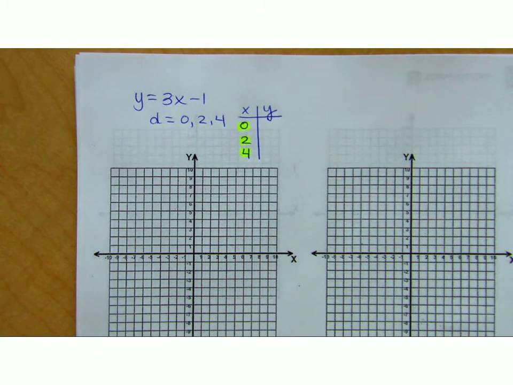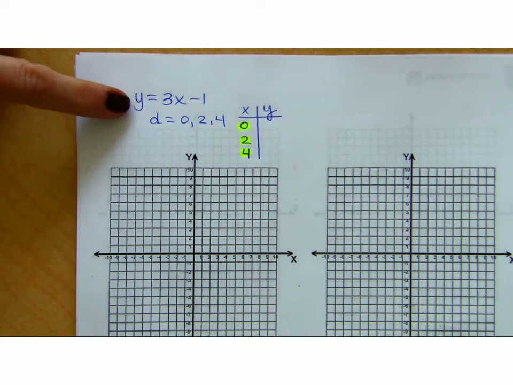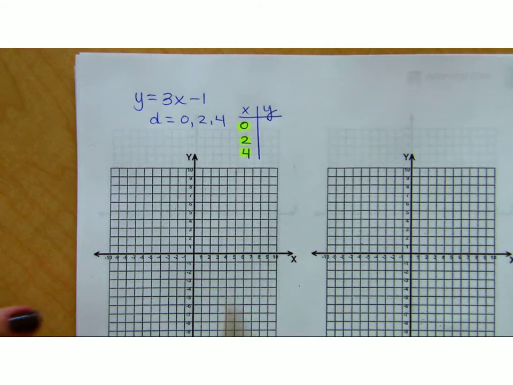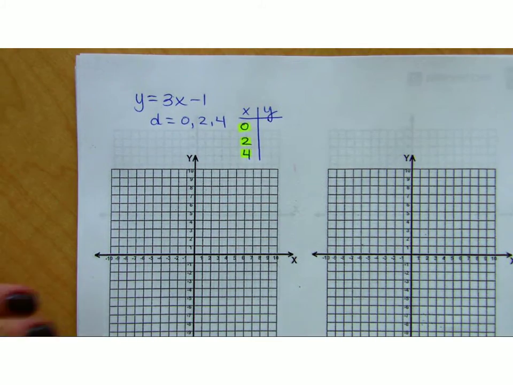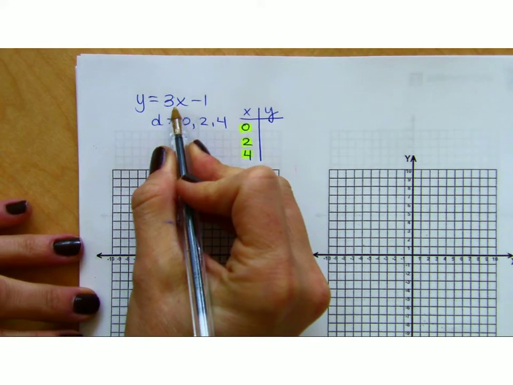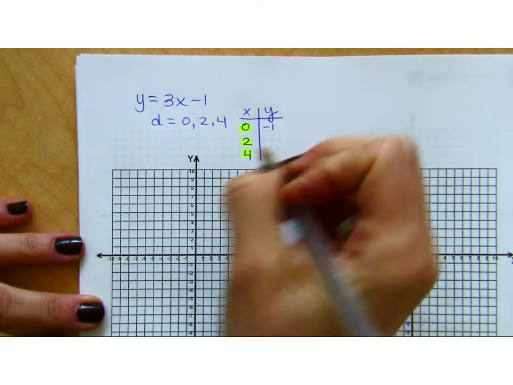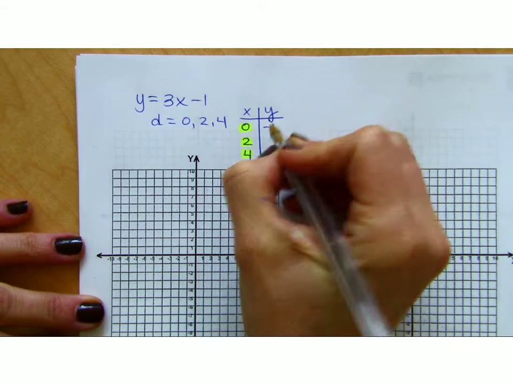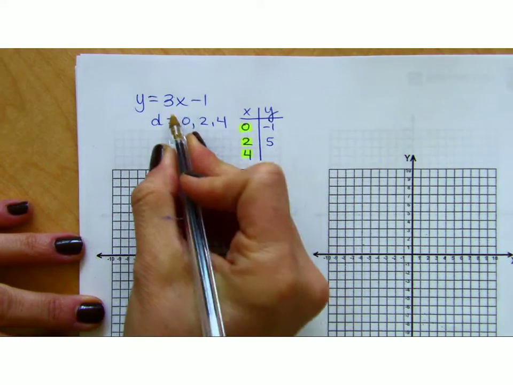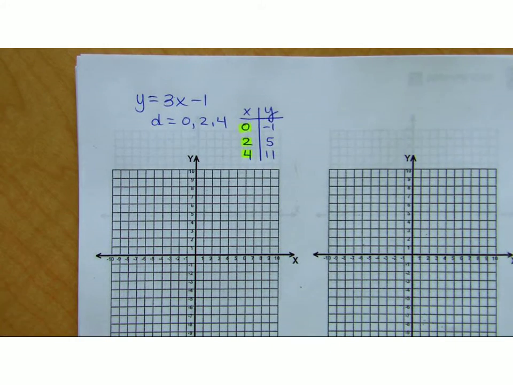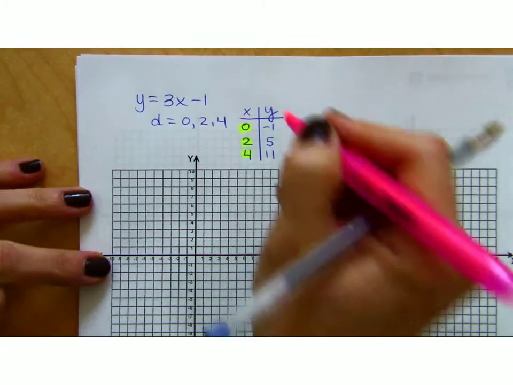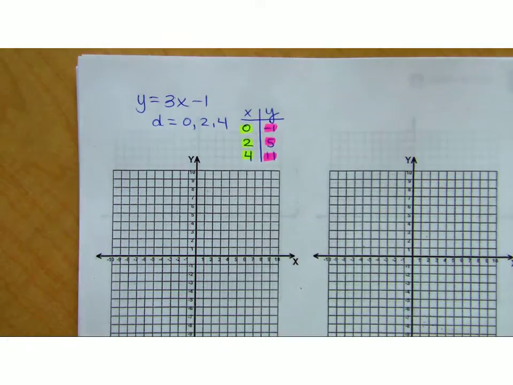Remember yesterday how I showed you how to solve an equation for y because it's really easy? All I do is put 0, 2, and 4 there. I don't have to solve any crazy equations. 0 times 3 is 0 minus 1. 3 times 2 is 6 minus 1. And 4 times 3 is 12 minus 1. Right? So you know that when I substitute that in, I get a range value.